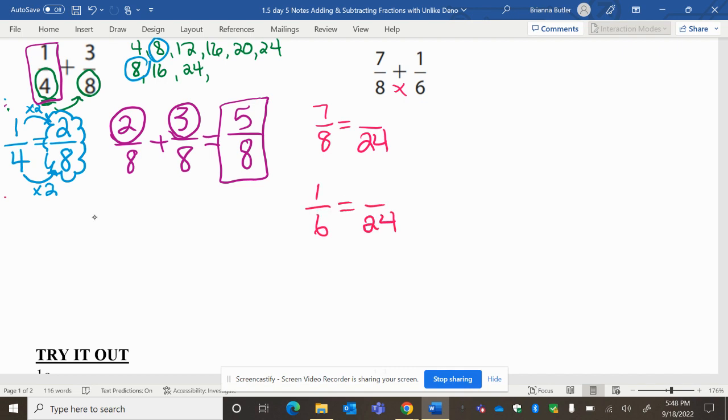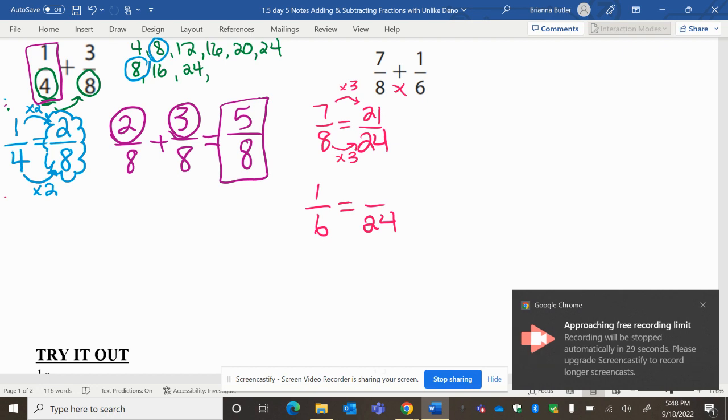So 7/8 equals something over 24. Well, in order to get from 8 to 24, I'm multiplying by 3. Whatever I do to the bottom, I must do to the top. 7 times 3 is 21. So 21/24 is an equivalent fraction for 7/8.